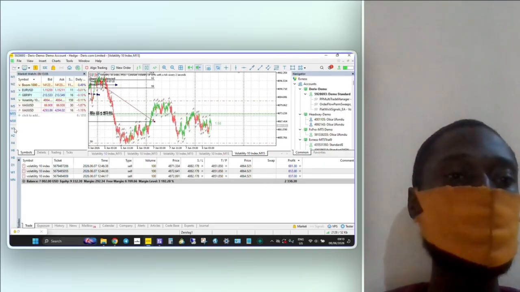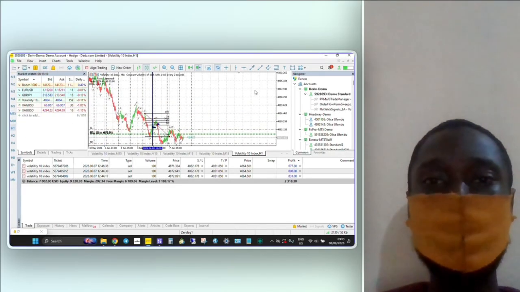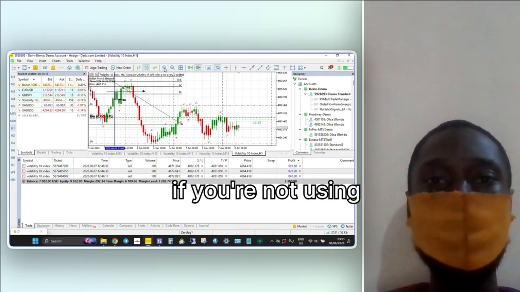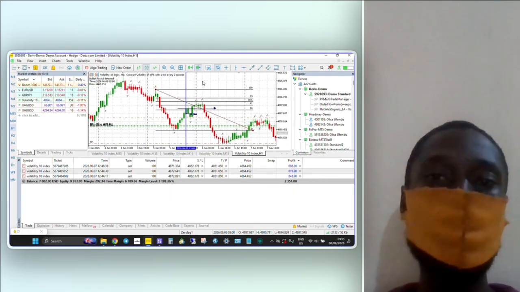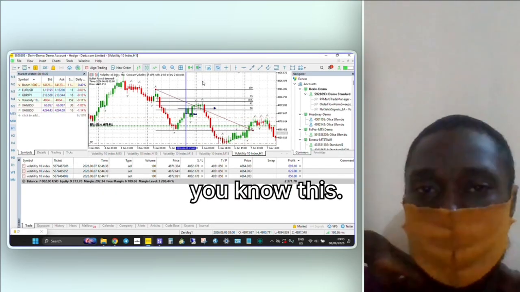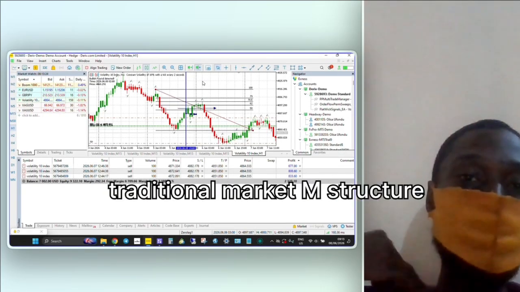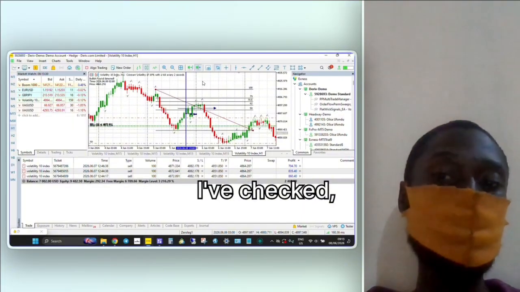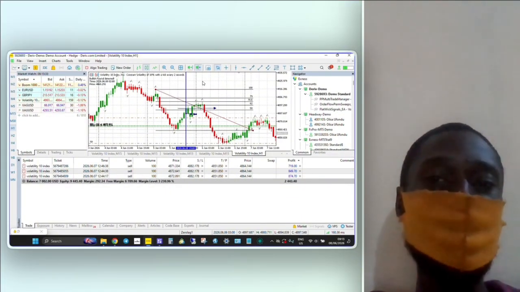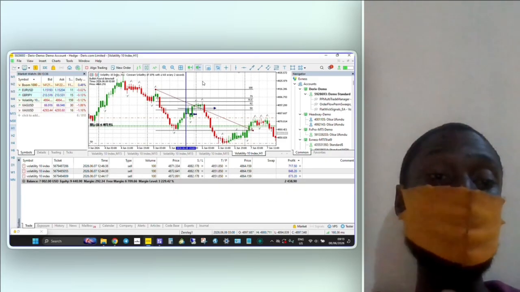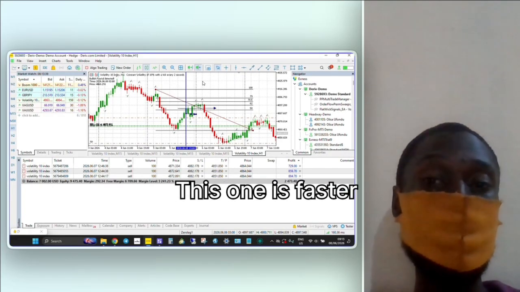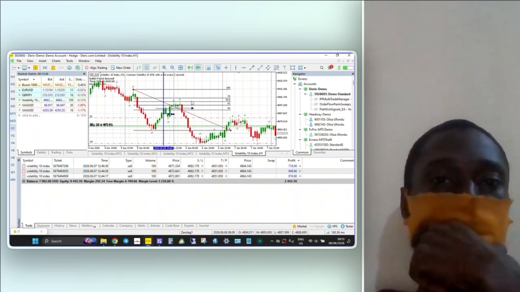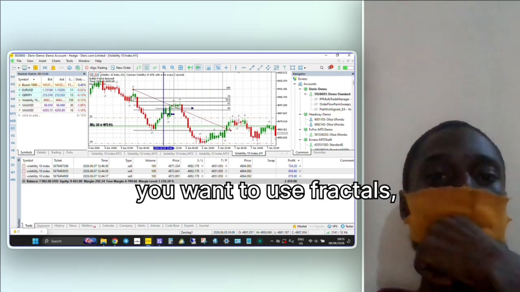So now let me show you the other method that you can use in case you're not using the Xmas candles or market structure shift. I don't know if the traditional market structure shift will work as well as this one, because I've backtested that one, but it comes in later than this one. This one is faster than that one, but anyway, if you want to use fractals, this is how you do it.